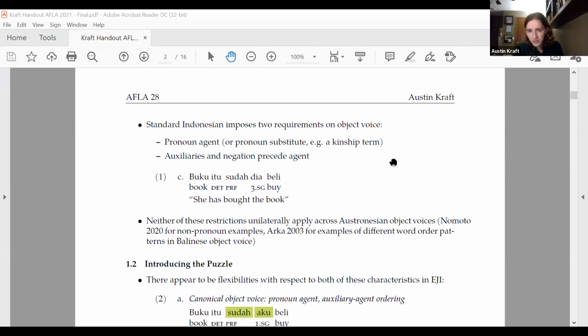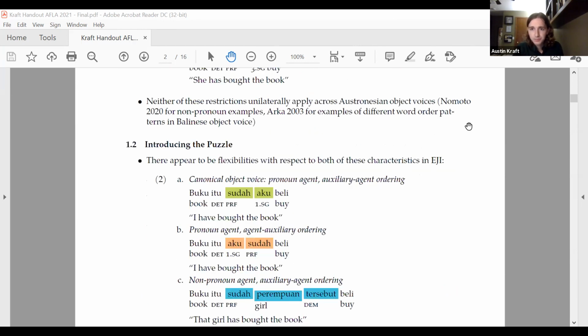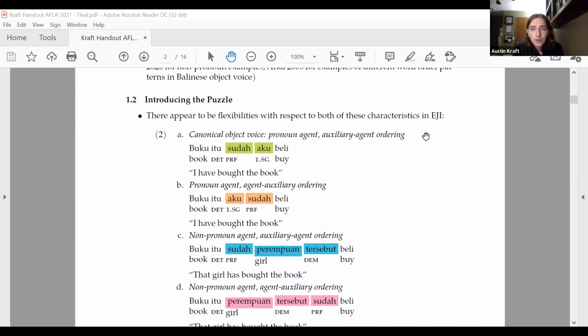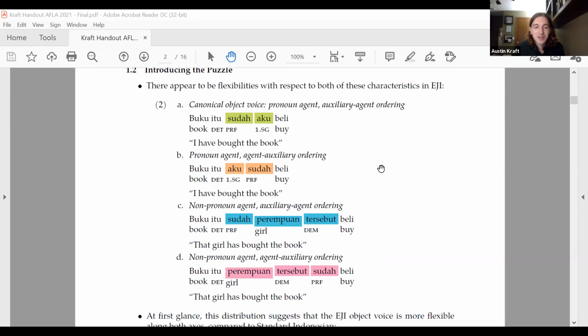introduce a motivating puzzle here in East Javanese Indonesian, summarized by this quadruplet here.